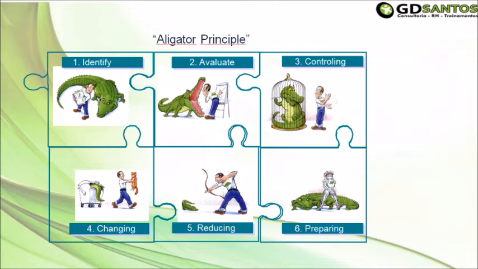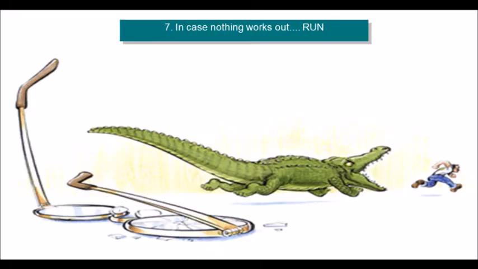What if I can't comply with these procedures? I can't identify, evaluate, control, change, reduce, or prepare. In case nothing works out, run. What do you mean, run? Run from a service, from a work? Well, in this case, running means the right to refuse, which is established in the NR. If you can't work safely, don't do it.